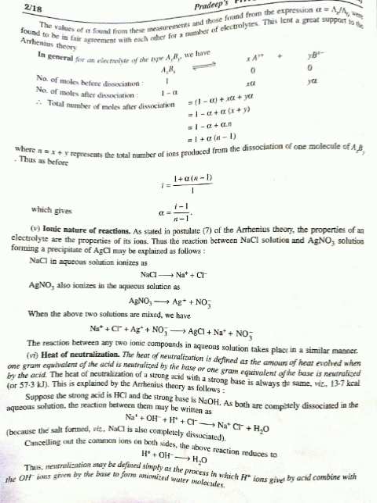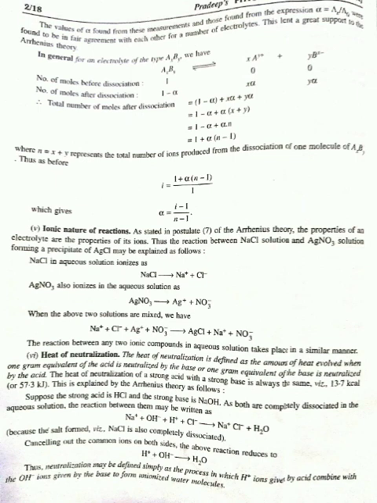In general, for an electrolyte of the type AxBy, we have number of moles before dissociation 1 for AxBy and 0 for xA y positive, and yB x negative. Number of moles after dissociation: 1 minus alpha for AxBy and x alpha for xA y positive, and y alpha for yB x negative. Therefore, total number of moles after dissociation is equal to 1 minus alpha plus x alpha plus y alpha, which is 1 minus alpha plus alpha into x plus y, which is 1 plus alpha into n minus 1, where n is equal to x plus y and represents the total number of ions produced from the dissociation of one molecule of AxBy.